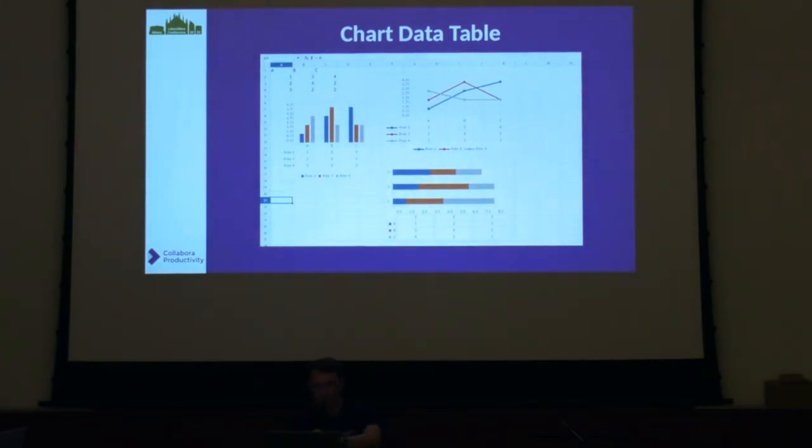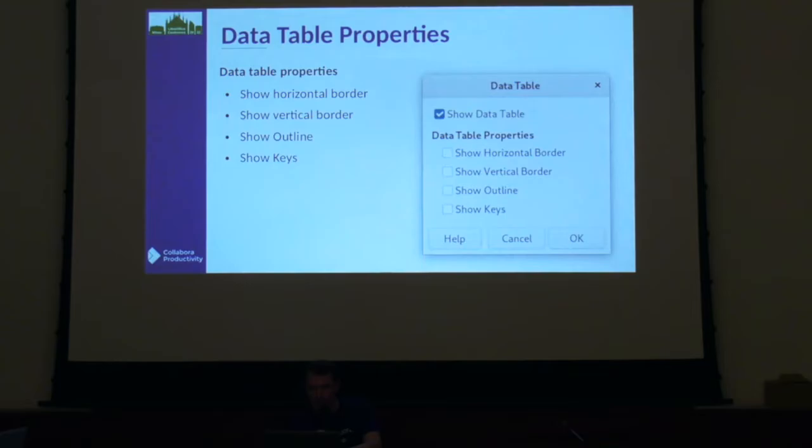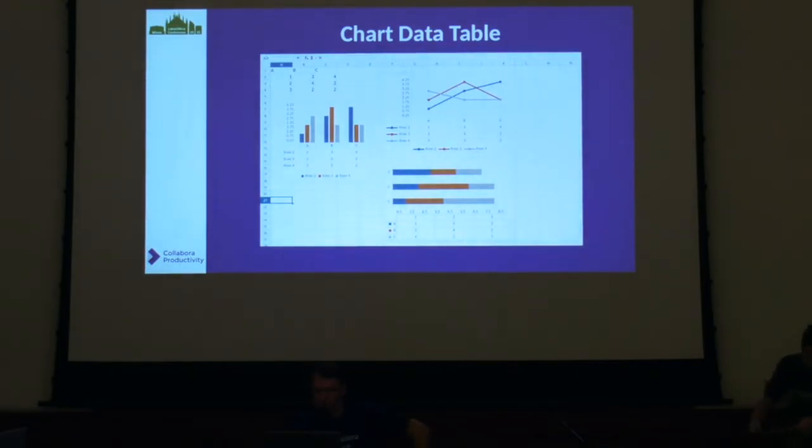The horizontal vertical border is, if you see on the top line, there are horizontal and vertical borders enabled, but on this left one, only the vertical borders are enabled, and horizontal borders are disabled. There's also show outline and show keys. If I go back, show outline is the outline around the table, which is on the bottom. This one has the outline enabled, but other ones don't have any outlines.